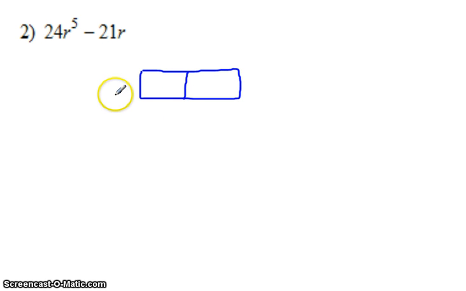I want to find my GCF. Well, between 21 and 24, my GCF is 3. And I have an r to the 5th and an r to the 1st, and we just take the lower of the two. So my GCF is 3r. I'm going to write in my 24r to the 5th here, and my minus 21r.